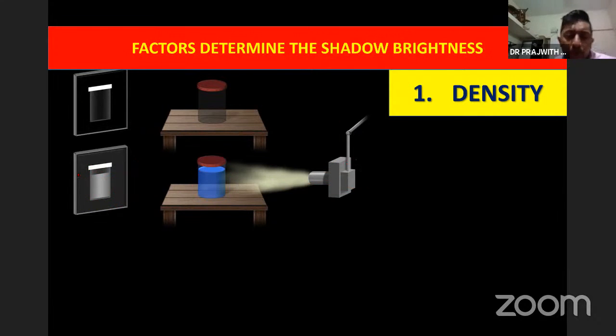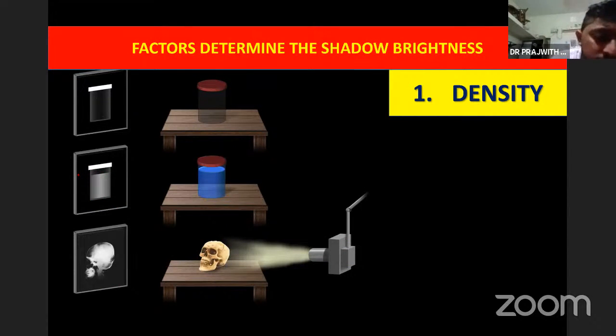Now imagine if I have replaced the bottle with a solid structure like a bone, it will stop most of the X-rays from hitting the film. So the film will appear white. So this is how the different structures will be responsible for different imaging quality that we see.